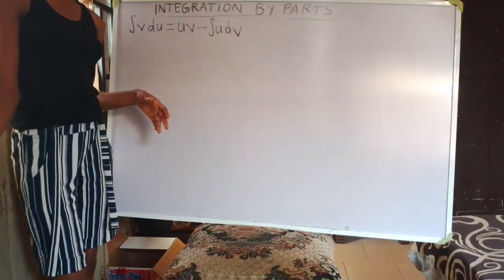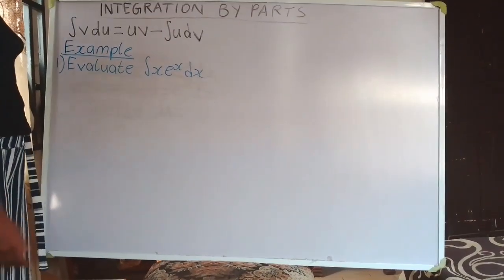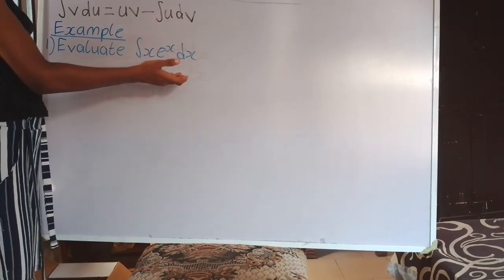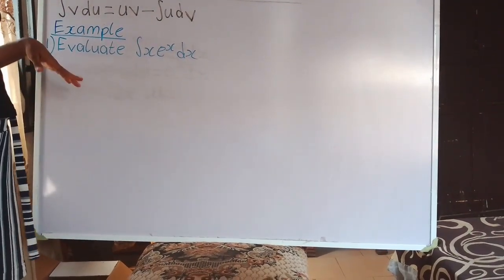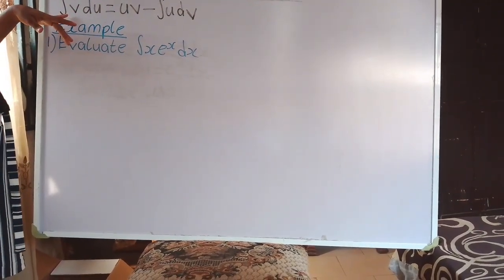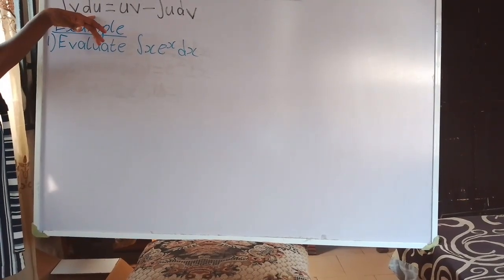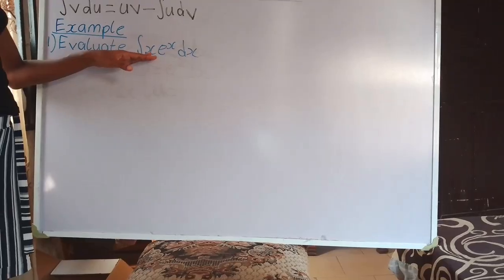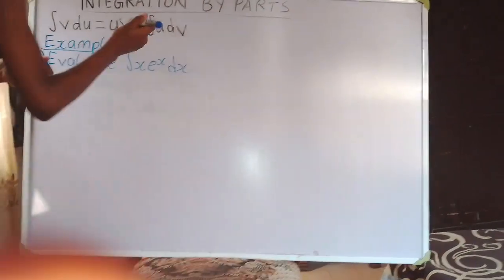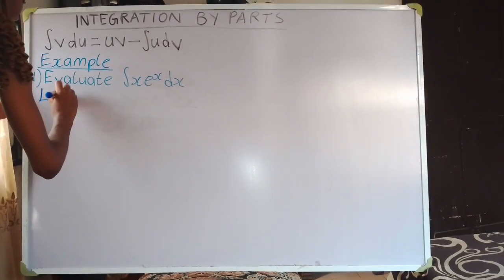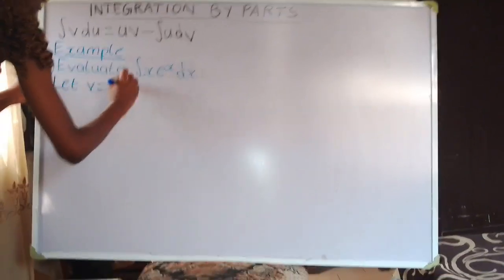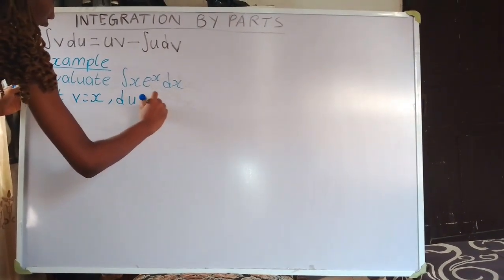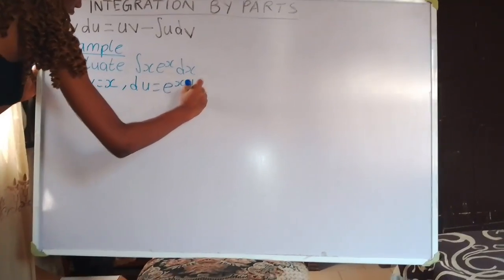Let's take an example. Let us evaluate this integral over here, x exponential x dx. Now, from the formula of integration by parts, the first thing says integral of v du. This means that in our question, we have to name them according to v and du. So we'll say let v be the first function x, while du be the second function exponential x dx.